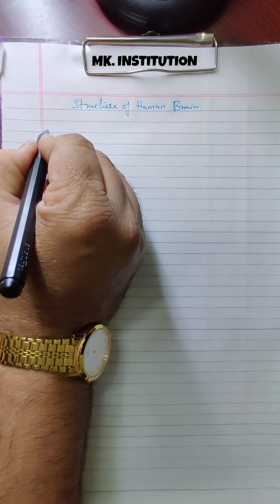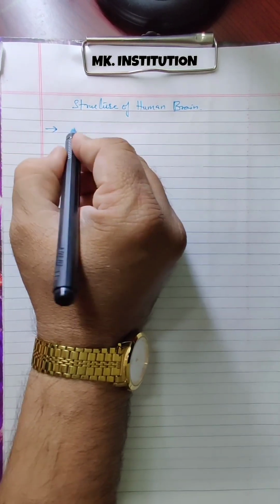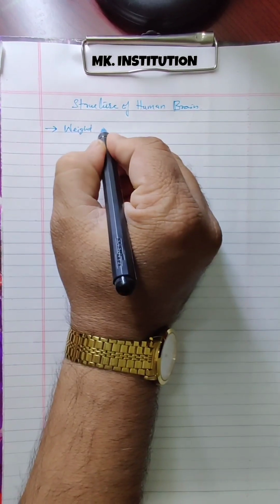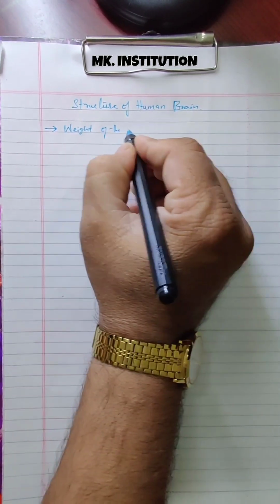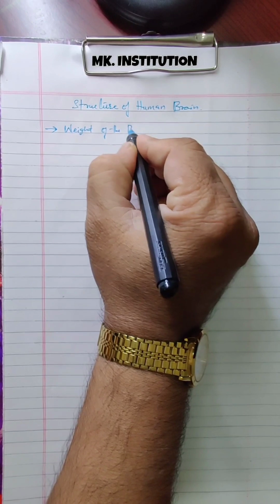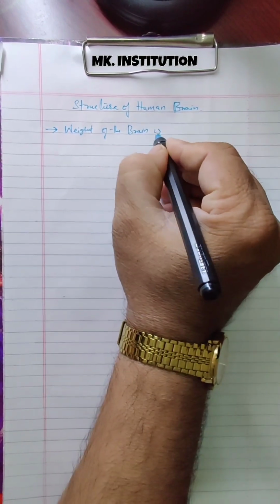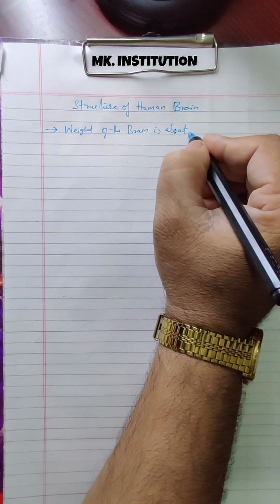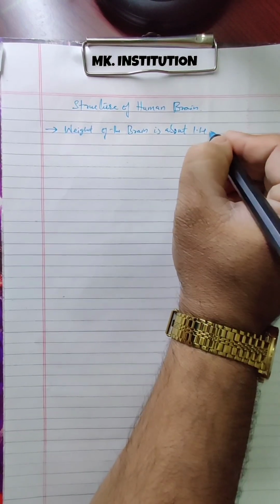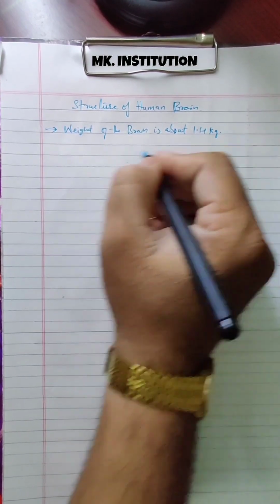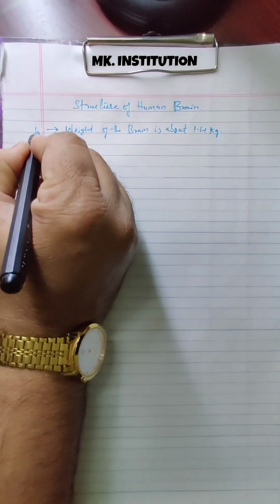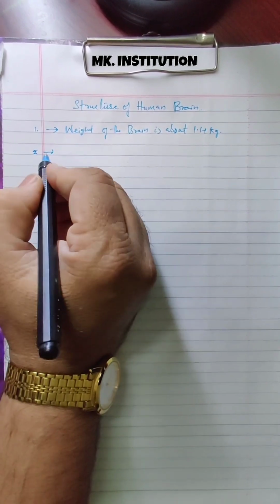So what is the first point you will write for this? Weight of the human brain. The weight of the brain is about 1.4 kg, you can write. This point should be first. Okay. Then second point. What is the second point you will write?